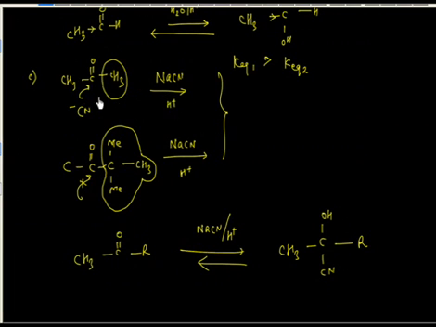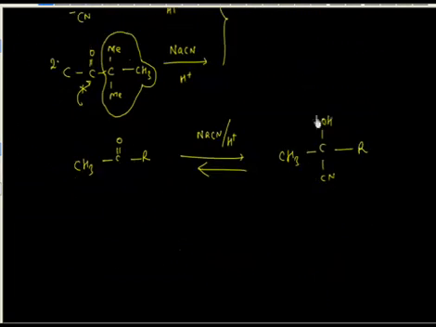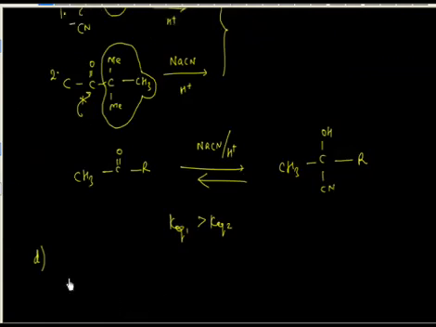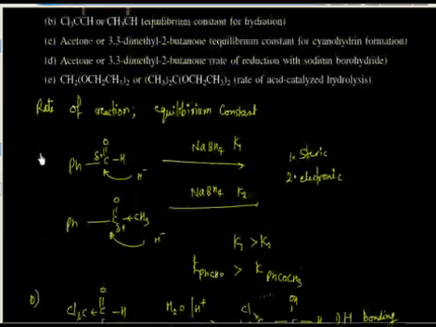So let us say this is 1 and this is 2. So K equilibrium 1 is greater than K equilibrium 2 because of the steric factor. So let us say D part. What do you have here? You have acetone and 3,3-dimethyl 2-butanone. Rate of reduction with sodium borohydride. Same thing.